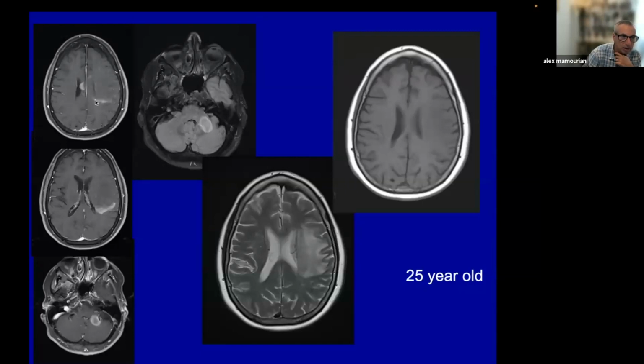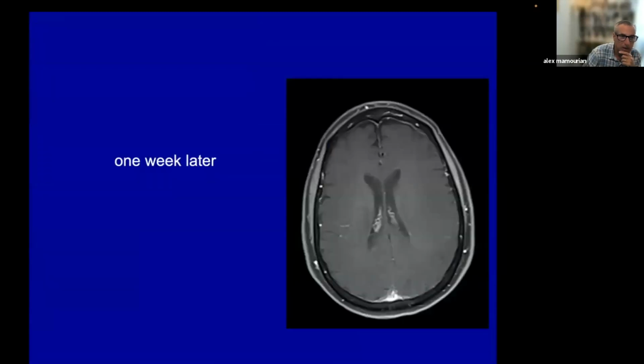We have these large lesions, and most of the lesions are enhancing. So when you see a pattern like this, this is a case where you should think about ADEM, acute disseminated encephalomyelitis. And this is what the patient looked like a week later with some treatment with steroids, and over time, these white matter lesions largely resolved. There was actually a little residual, but they largely resolved.